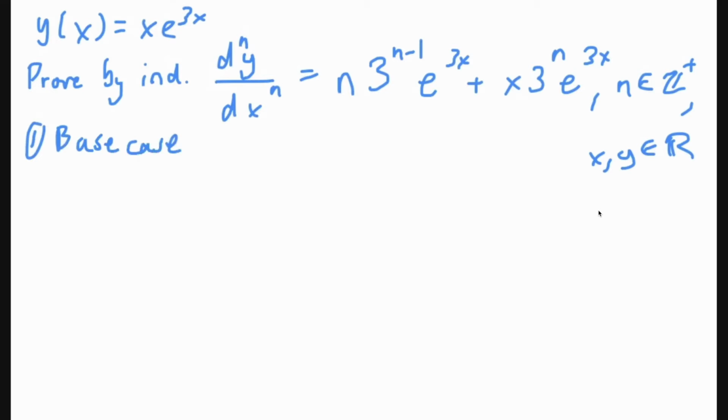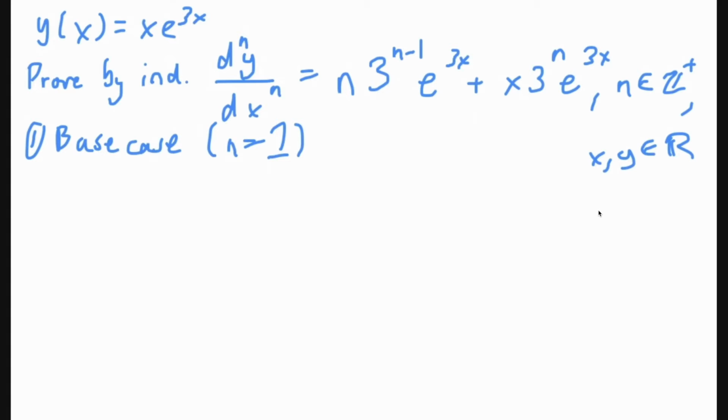And one thing to note is that we're doing the base case, we're doing induction on the variable n, right? Not x or y, which means that we're going to manipulate n, not x or y. That just means that we're going to plug in n is equal to 1 in our equation, as n's domain is the positive integers, and 1 is the smallest positive integer.